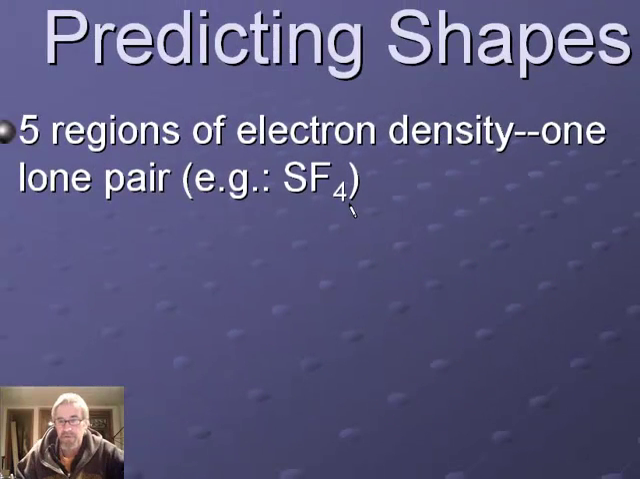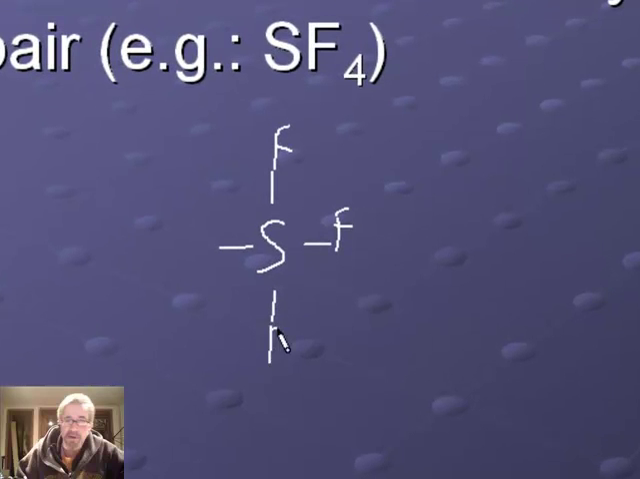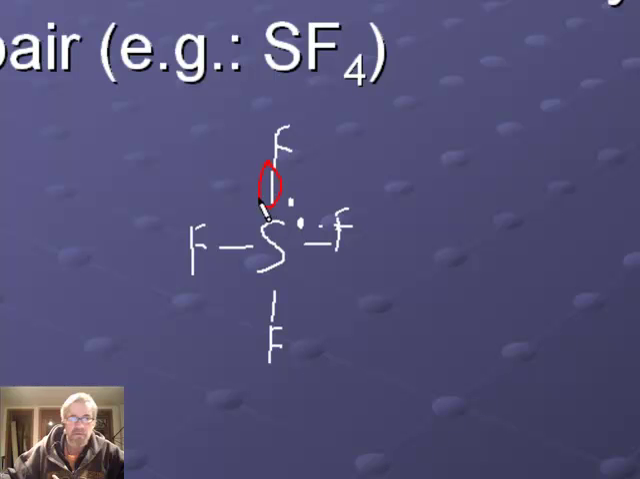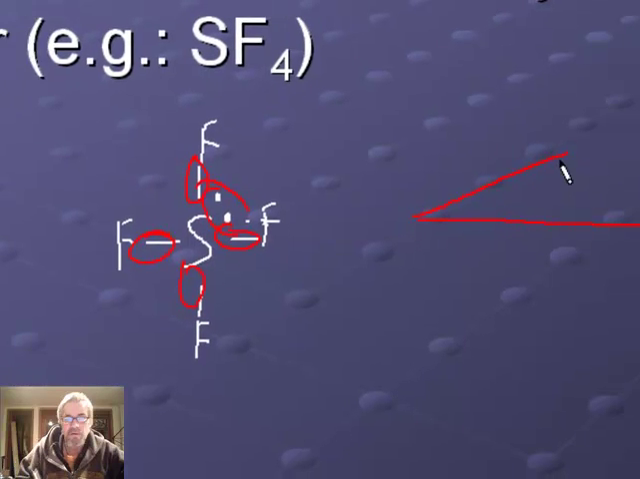5 regions of electron density where one of them is a lone pair. SF4 is an example of that. If I draw the Lewis structure for this, this turns out to be one of those expanded octet things where the structure doesn't have enough electrons, and so we have to put an extra electron pair on the sulfur. So now we have 5 regions of electron density, bond, bond, bond, bond, and a lone pair. 5 regions of electron density are always going to arrange themselves in that trigonal bipyramidal way.